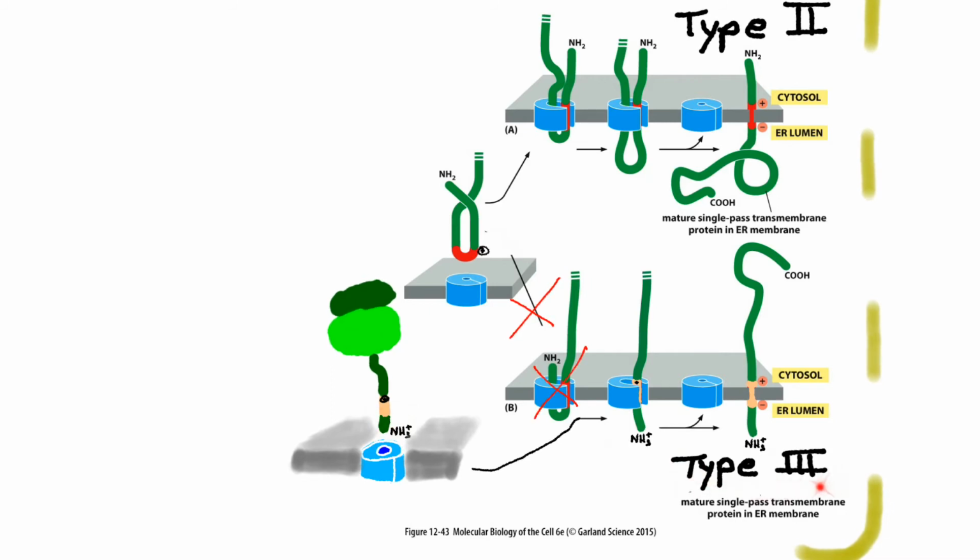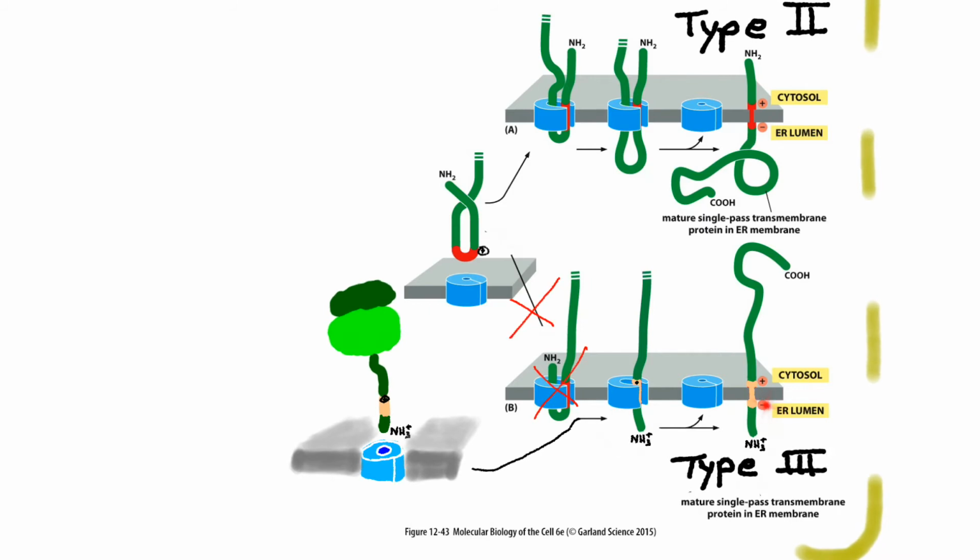So for type 3, single pass integral membrane proteins, the N-terminus is unprocessed and short by necessity. And once again, once that is made, you know that this was the original topogenic sequence, which in our case for type 3 is a stop transfer sequence, and it will be positive charged on the cytosolic side and negatively charged on the luminal side.